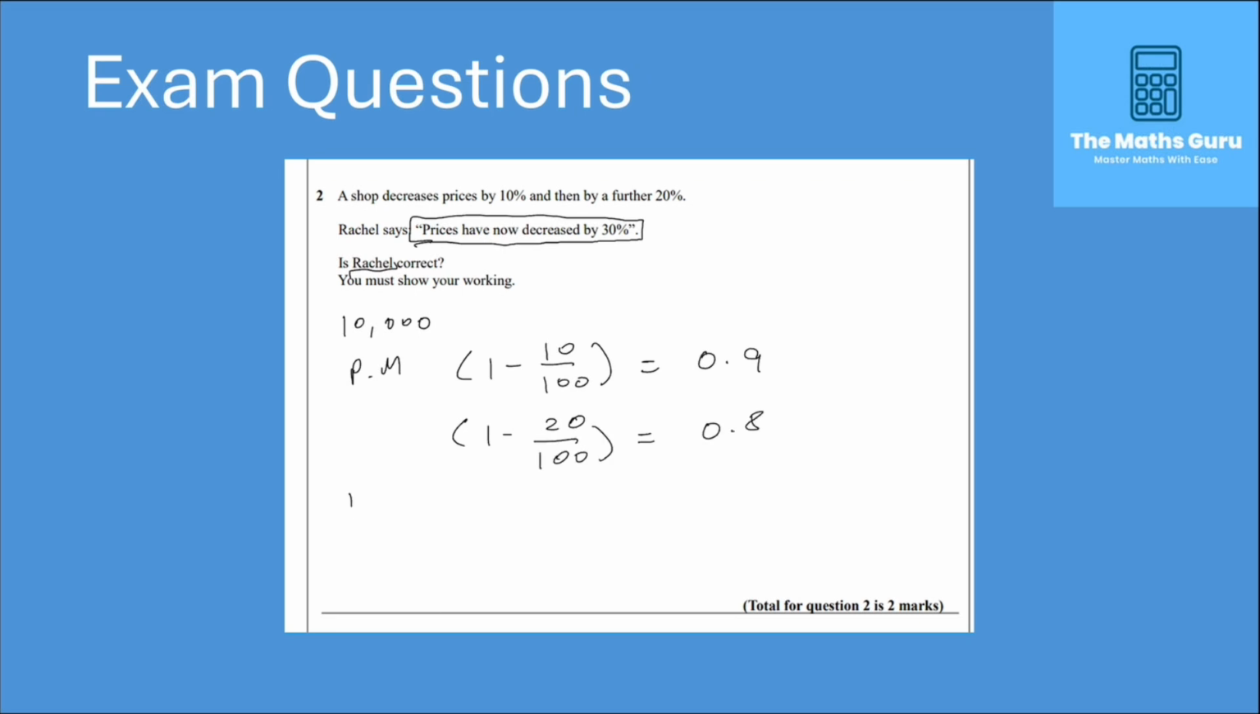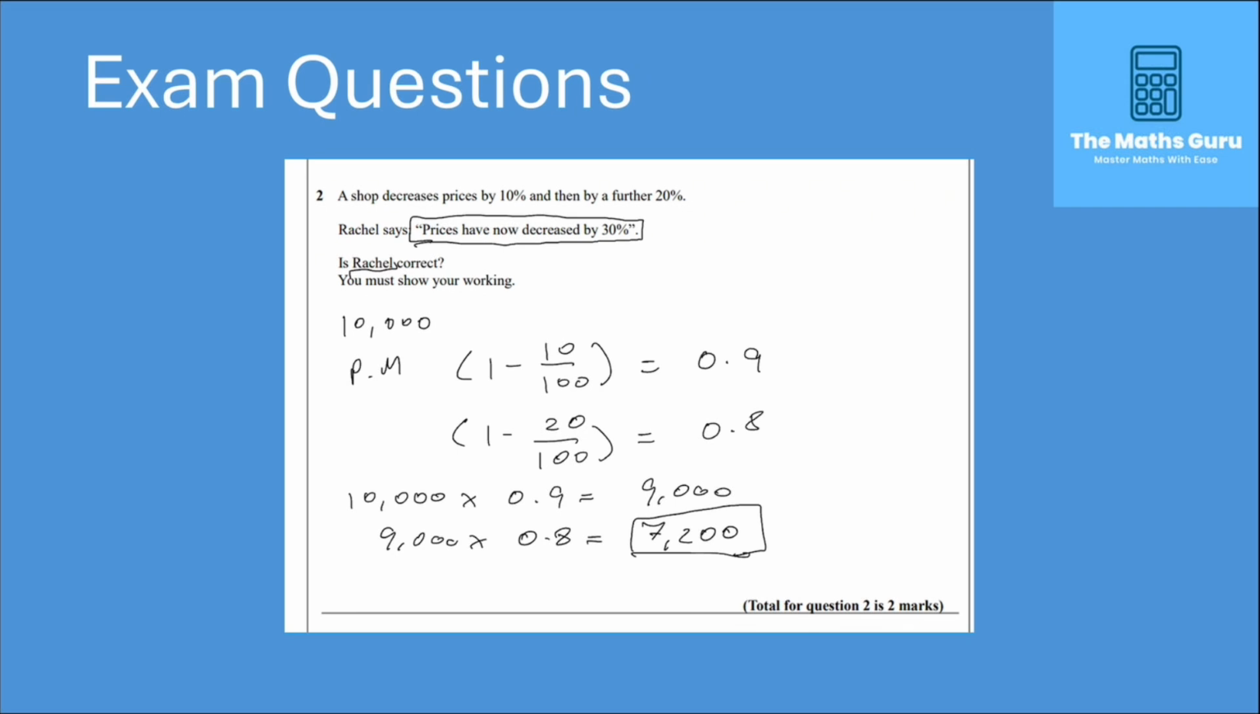Now we first have to apply our decreases, so 10,000 times by 0.9 gives us 9,000. Then 9,000 times by our 0.8 as our second decrease is going to give us 7,200. So after the decreases, this is our value of the shop.